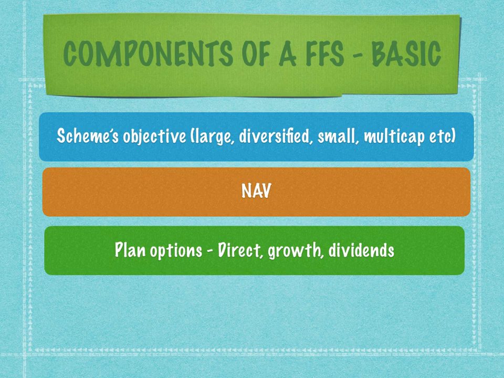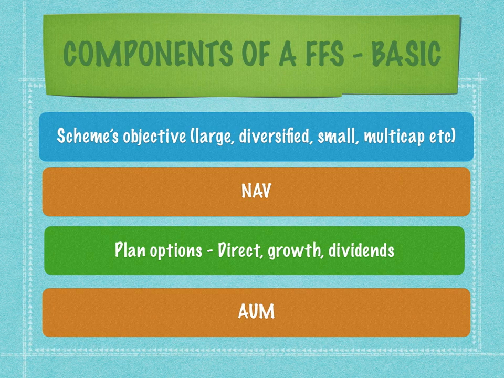The next item that appears on a fund fact sheet is the various options that are there in that particular fund. These are the plan options. The plan options could be of three types: direct, growth, or dividend. This implies how the investor can invest in that particular fund. The fund fact sheet also contains the AUM, that is the assets under management. The assets under management is the volume in rupee terms of the assets that that particular fund manager is handling in the fund.